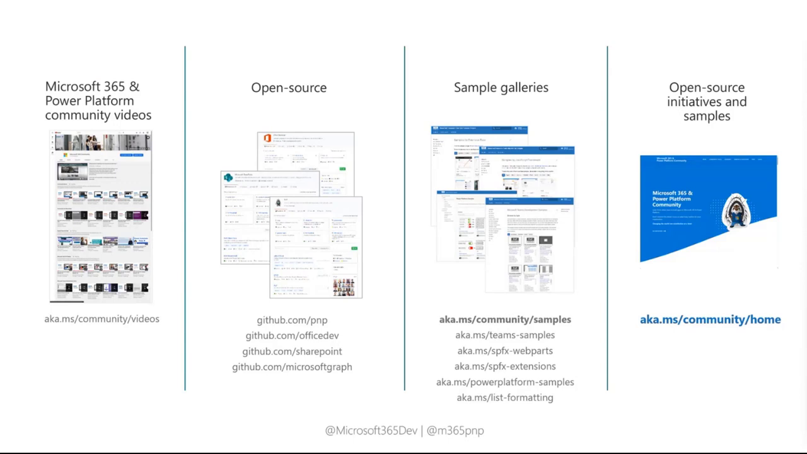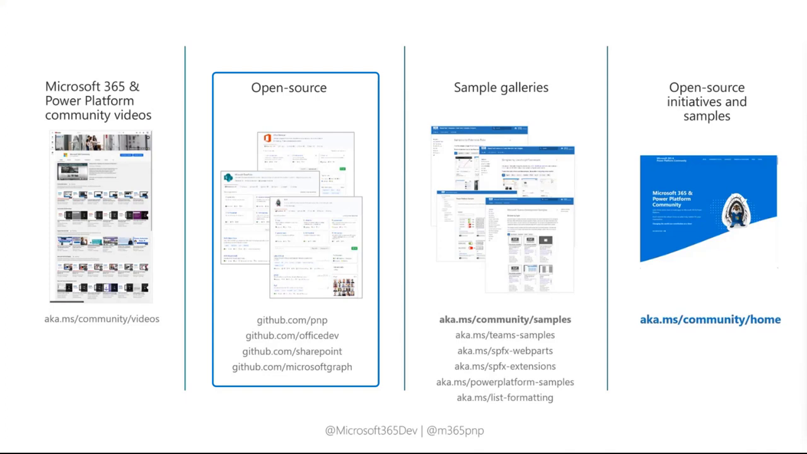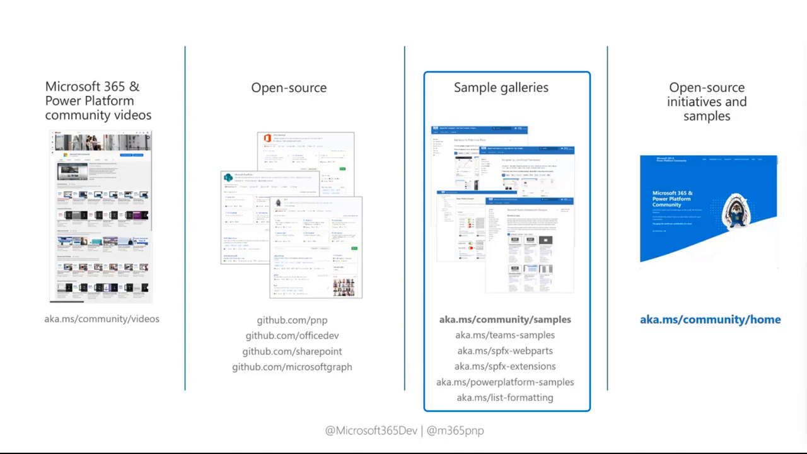We have a lot of open source assets available in multiple different locations, but as it might be a bit difficult to find the relevant sample for your exact business use case, we do have sample galleries which are making it easier to find the relevant sample for you. So you can actually go to aka.ms/community/samples and then use the simple search text box based search engine to find a relevant sample for you. So you don't have to start from scratch, which makes your life easier.